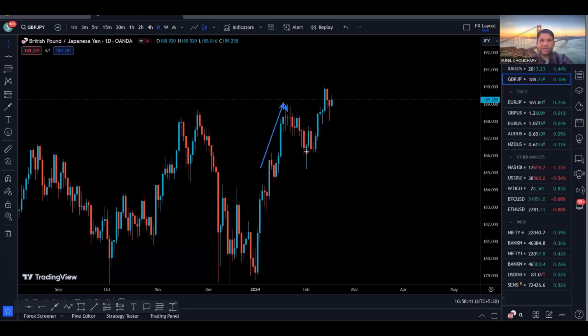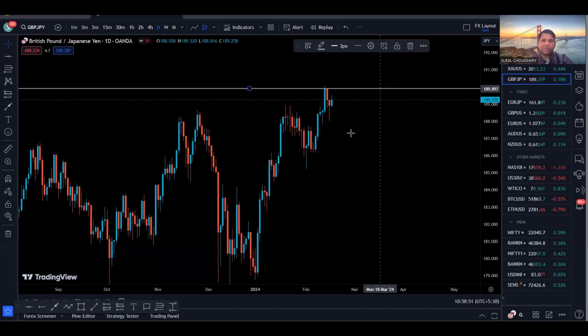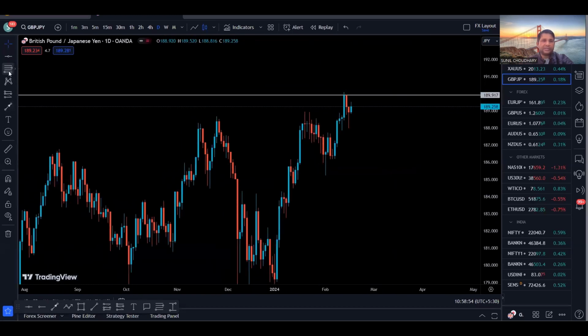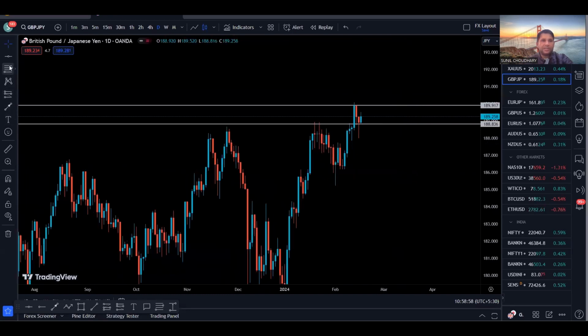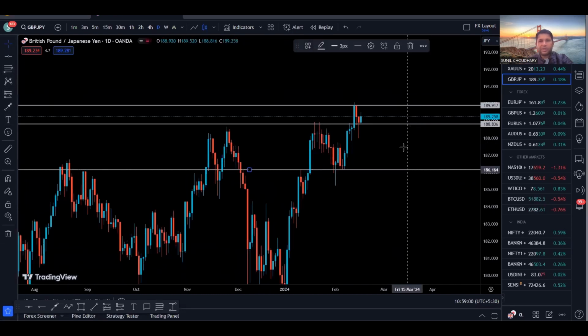So we can see we created a higher low. We created another higher high. So we are basically in a bullish momentum, creating higher highs and higher lows. And at the same time, we can see that we have this resistance, and if we talk about the support, we have this one as the support. The next support is right here, right?